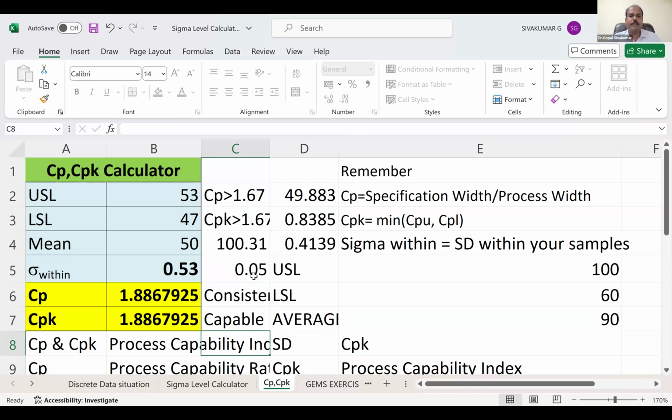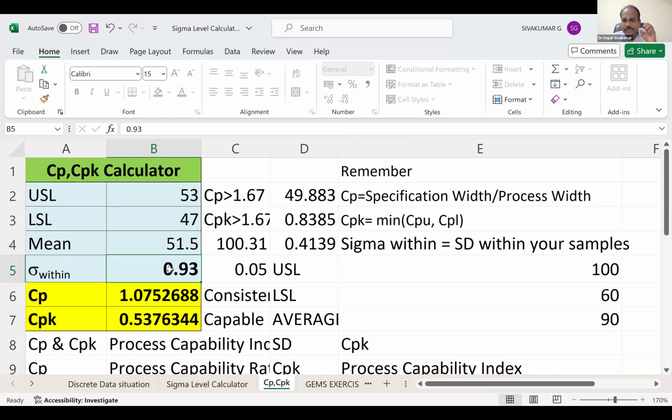And see, if CPK is under trouble, two actions are required. See here, let me damage the process now. I am increasing the variation. Can you see your CPK is under trouble? I am shifting the process from 50 to 48.5 or to the right side, 51.5. Can you see your CPK getting into further trouble?